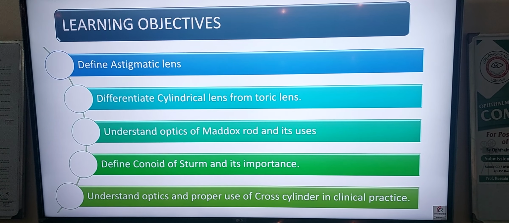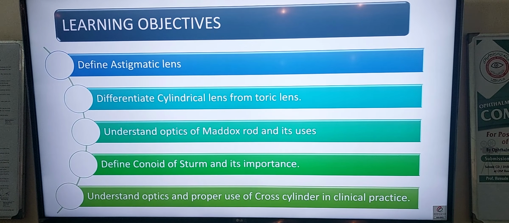At the end of this presentation, the audience will be able to define astigmatic lens, differentiate cylindrical lens from toric lens, understand optics of Maddox rod and its uses, define conoid of Sturm and its importance, understand optics and proper use of cross-cylinder in clinical practice.